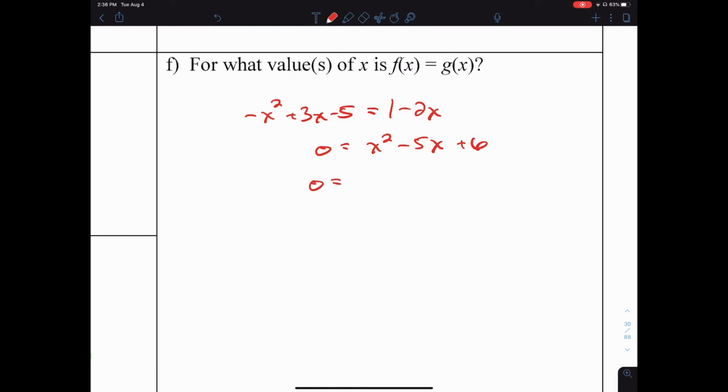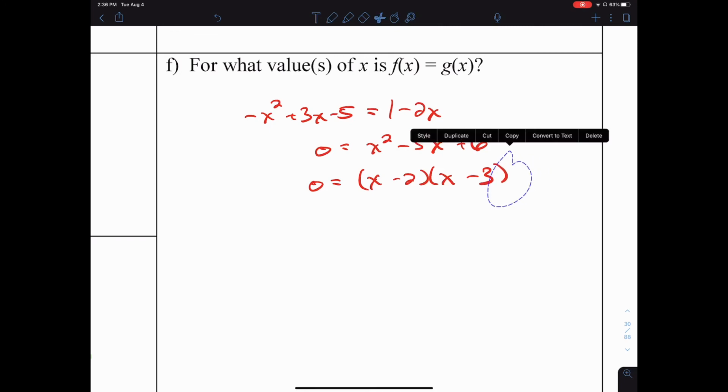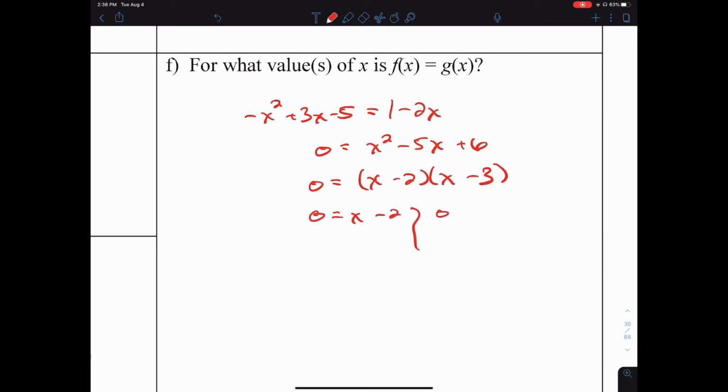This is a trinomial. Lead coefficient's 1, so we can go directly into binomials. Two things that multiply to get positive 6, add to get negative 5. That would be like a minus 2 and a minus 3. Set each factor equal to 0 and solve each of those little fellas. And we get x could be 2 or x could be 3.